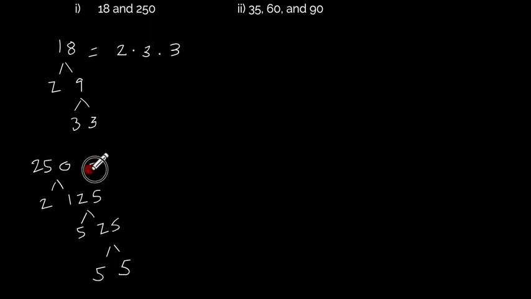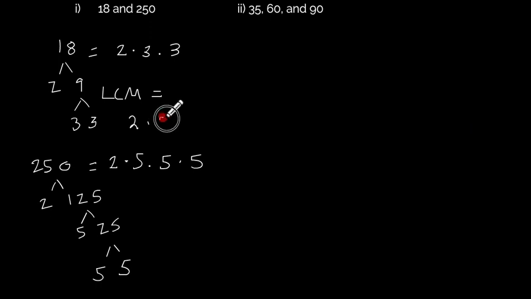So 250 is equal to 2 times 5 times 5 times 5, which is basically 125 times 2 is 250. Now, to find the least common multiple, I'm going to do it right smack in the middle here. Least common multiple. It's going to be equal to, we need all 3 of these numbers. So we're going to get 2 times 3 times 3. So it's these numbers right here.